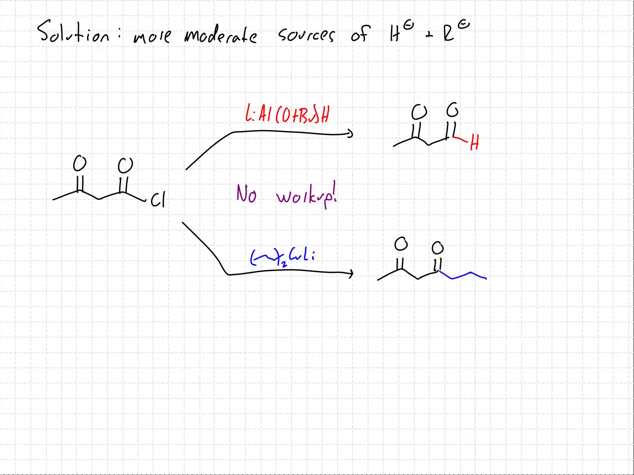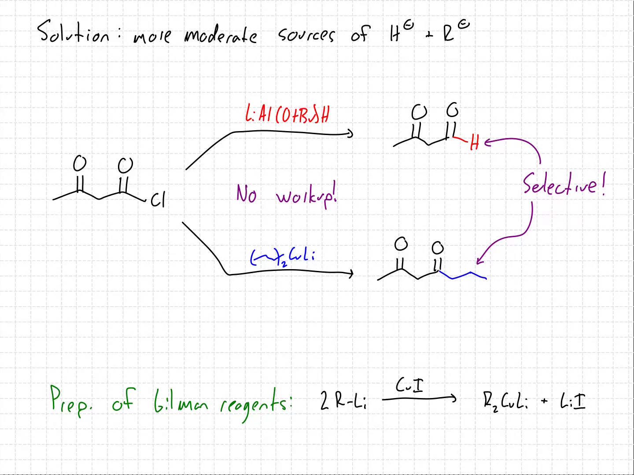Note that there is no workup here. Since we don't have an alkoxide ion produced as a product, we do not need to add a proton after the reaction is done, and these reactions are selective and only react with the acyl halide. These reagents, unlike lithium aluminum hydride and Grignard reagents, are broadly tolerant of other functional groups, including ones with acidic protons.